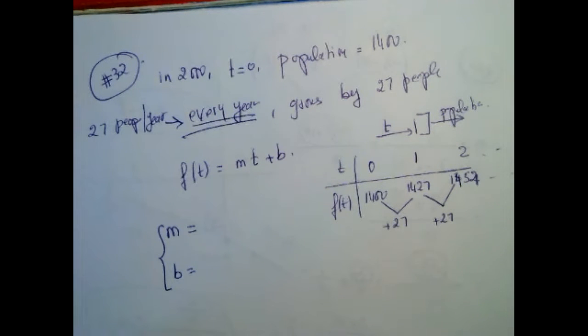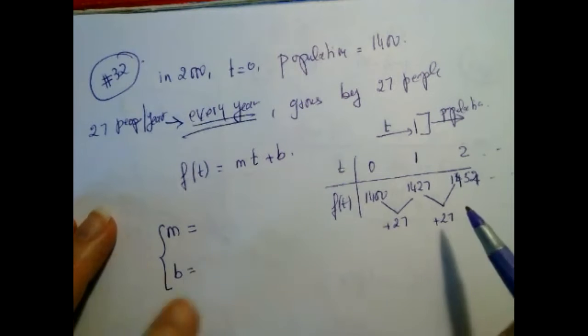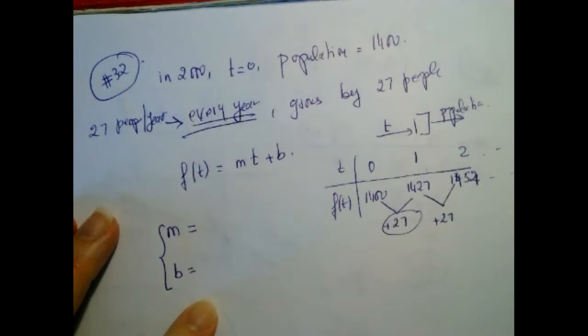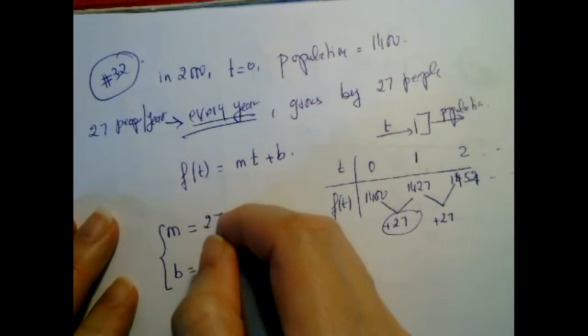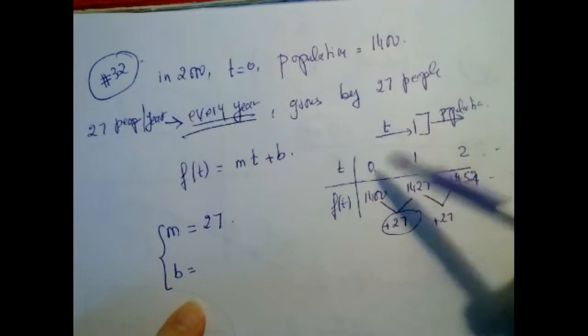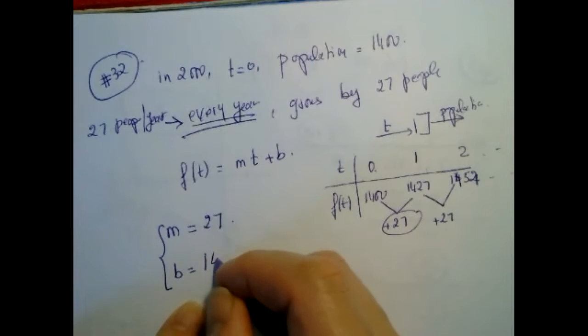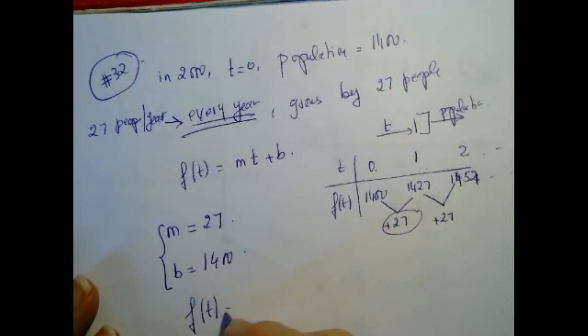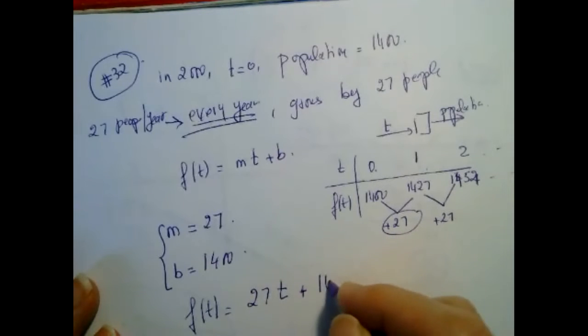Okay, very good. So what's the m in this problem? It would be 27, because it's per year, not per 10 years or per 5 years. So m is 27. Is b given to us also? Yes. What's the b? It would be 1,400, because that's really the intercept. That's what's happening at 0. So the population is given very easily to be 27t plus 1,400.